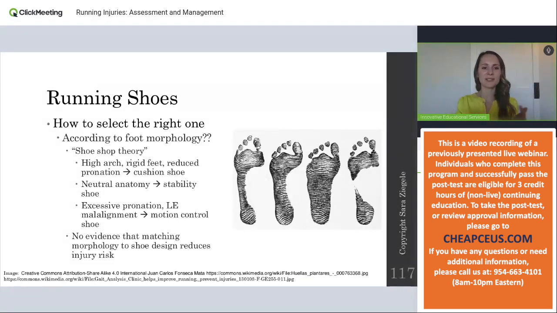And what they found is that there's really no evidence that if we prophylactically match those two, we're going to reduce someone's injury risk. So really, we haven't seen that we can just match someone's footprint to their shoe type and make them less likely to get hurt.